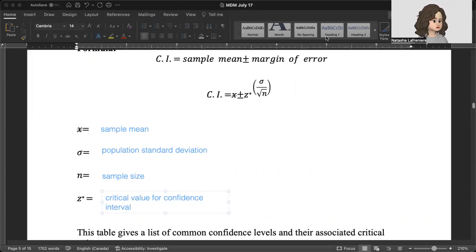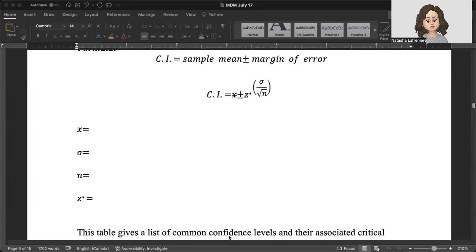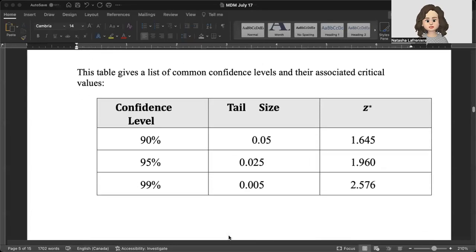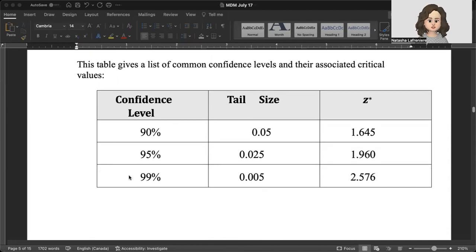So I'm going to clear that. And then we're going to take a look at a few examples. It's not too long of a lesson today. So this table gives us a list of common confidence levels and their associated critical values. So you've got your confidence levels on this side. We've got 90%, 95%, 99%. And we've got our tail size, which is 0.05, 0.025, as well as 0.005. And our z star would be the following numbers in the table as well.